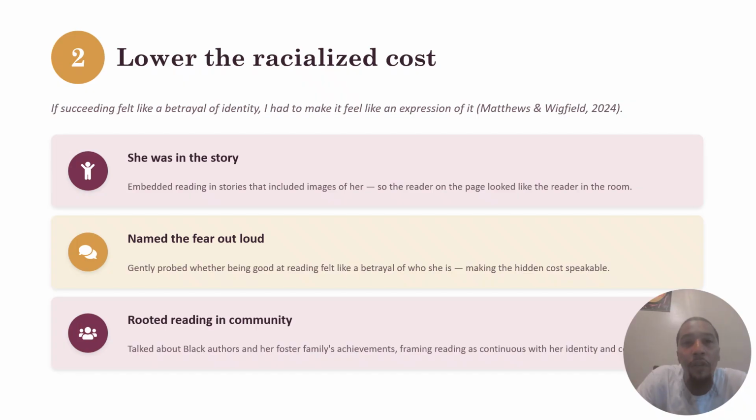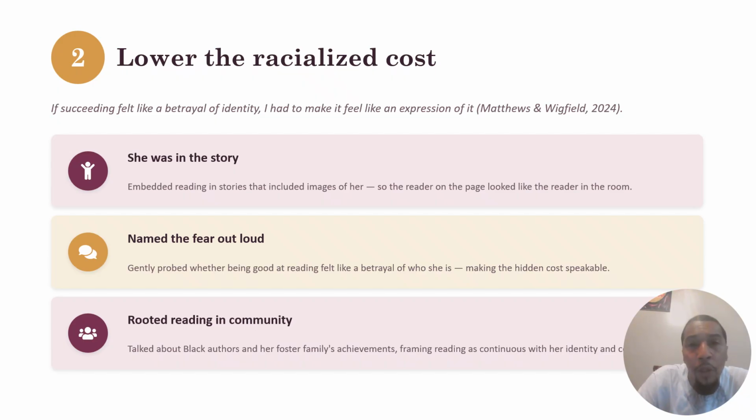Act 2 targeted the racialized cost. If succeeding felt to Jada like a betrayal of her identity, then my job was to make succeeding feel like an expression of it. Three moves. First, I put her in the story. I embedded her reading in text that included images of her so the reader on the page looked like the reader in the room. Second, I named the fear out loud.